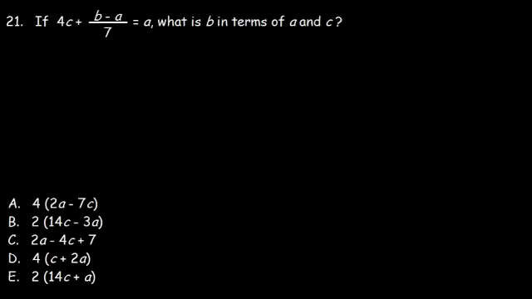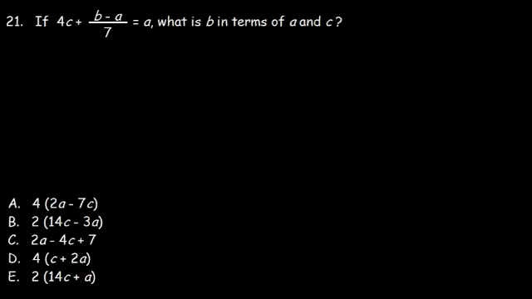Number 21. If 4c plus b minus a over 7 is equivalent to a, what is b in terms of a and c? So how can we do this? How can we find b in terms of a and c? So what we need to do is we need to solve for b. That's basically what the question is asking us to do. If we can isolate b on one side, then a and c will be on the other side of the equation.